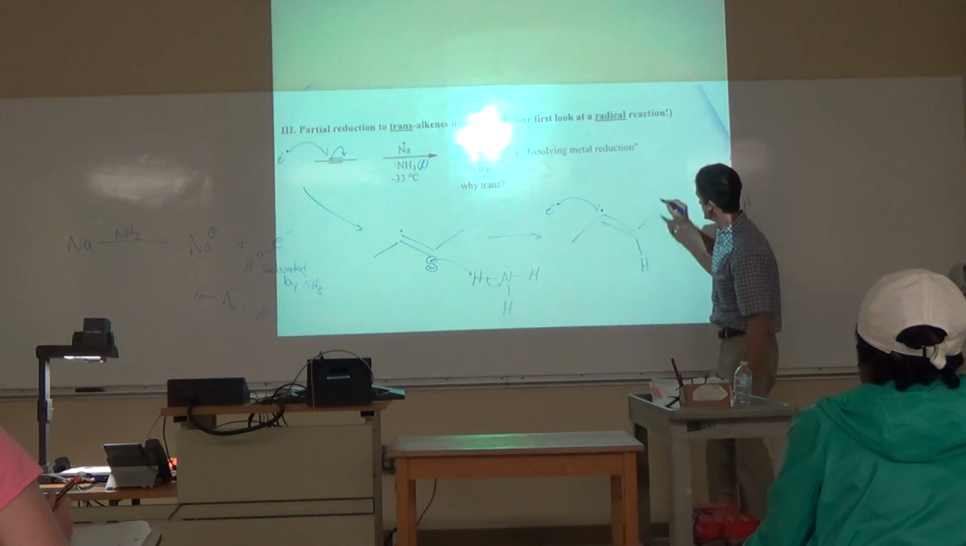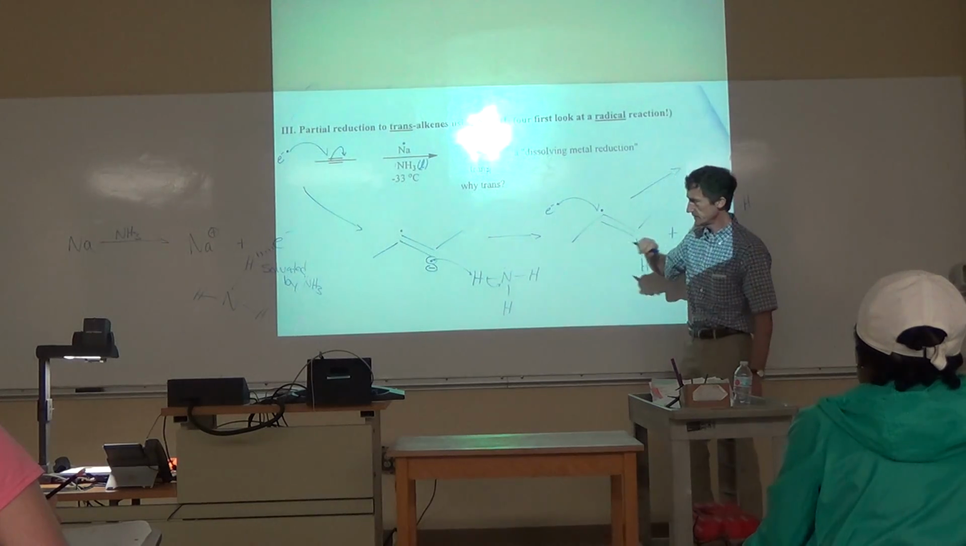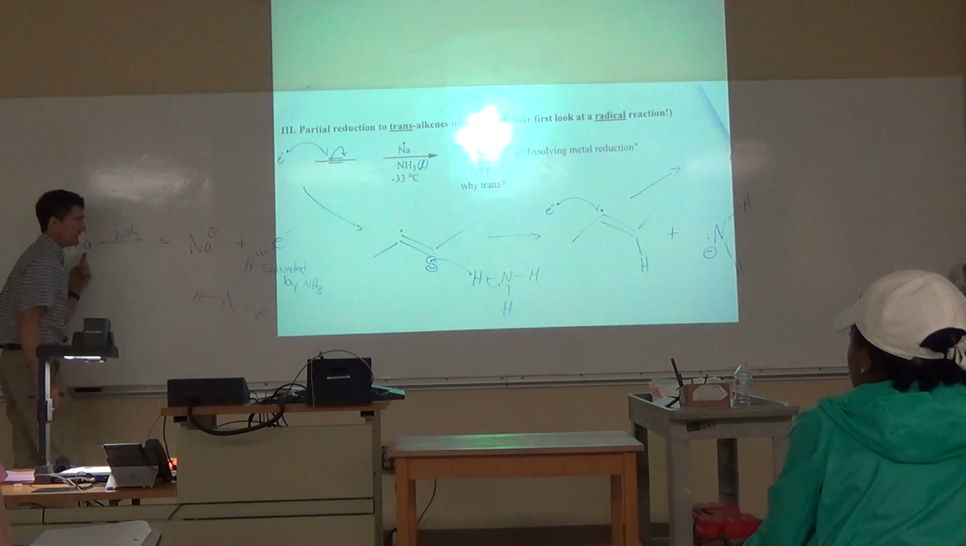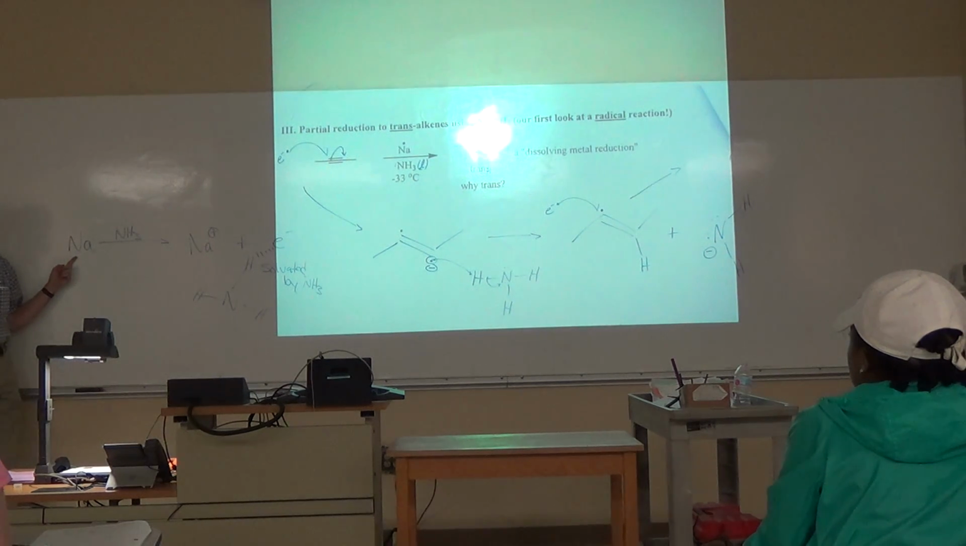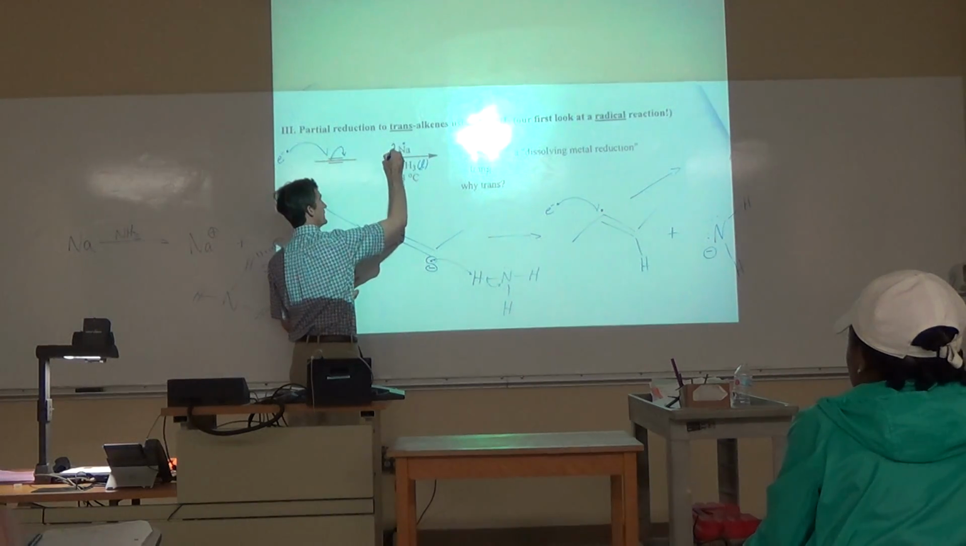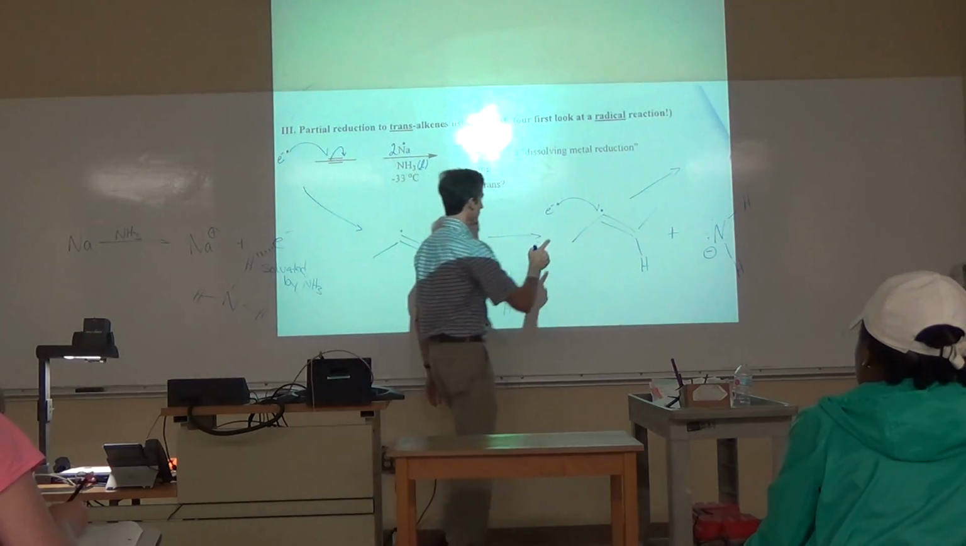What does this give? By the way, where does the other electron come from? Because sodium, how many electrons can sodium supply? One. But we need two electrons. So how many sodiums do you think we need? Two. If we want to balance this, it requires two sodiums, because you need two electrons. Here comes the other electron.